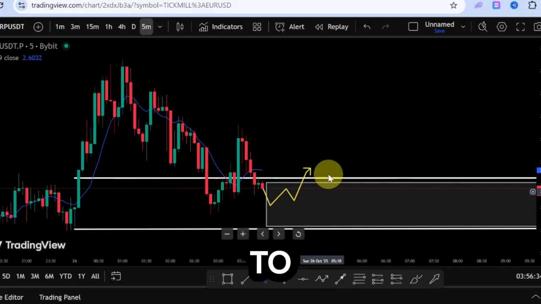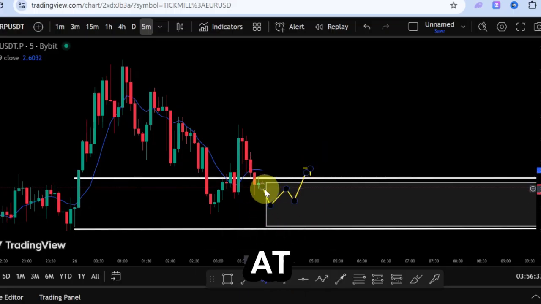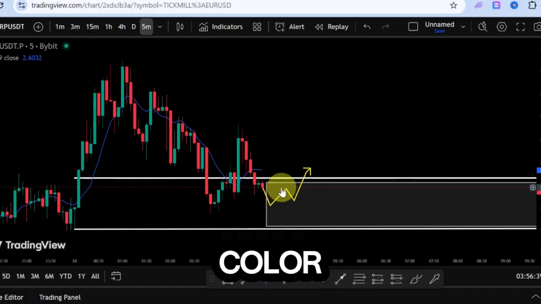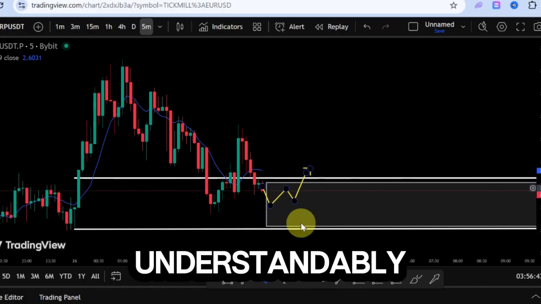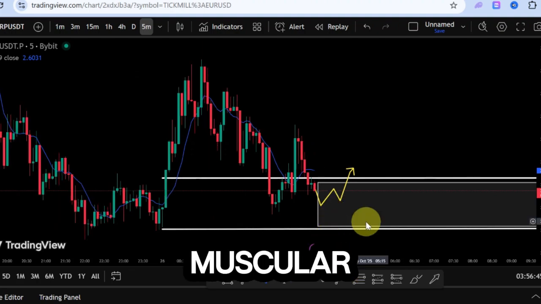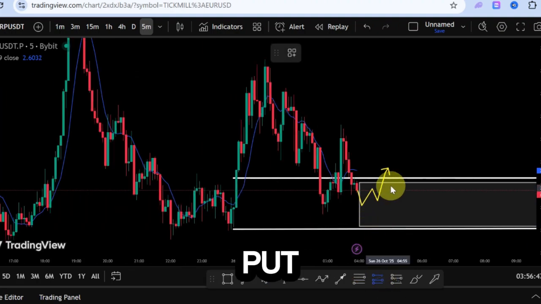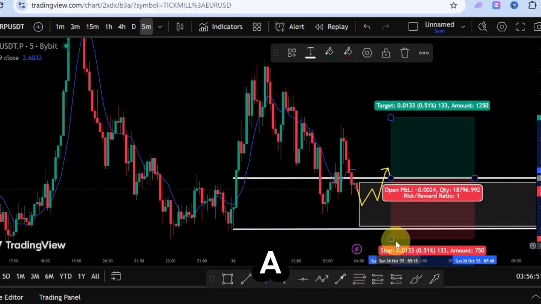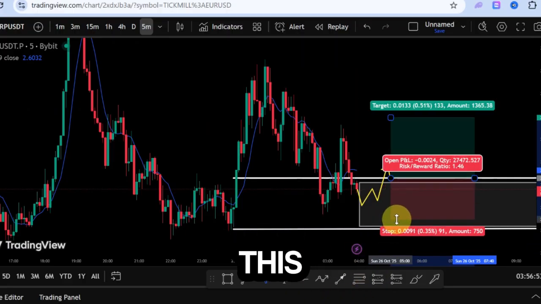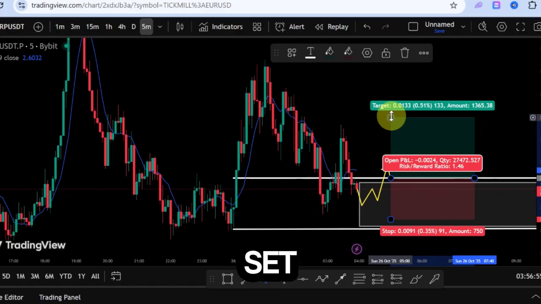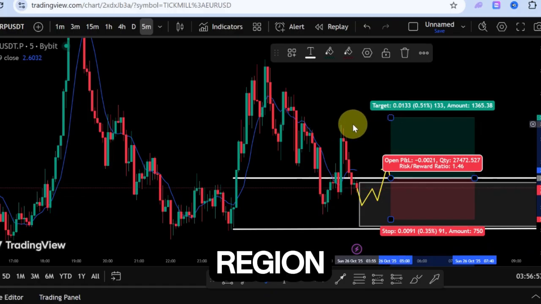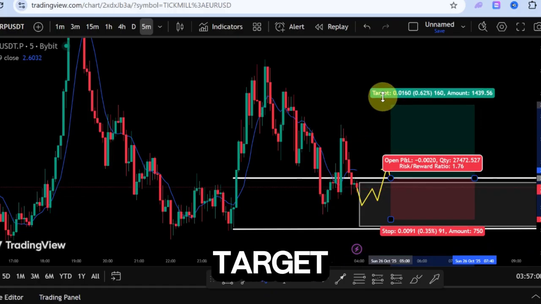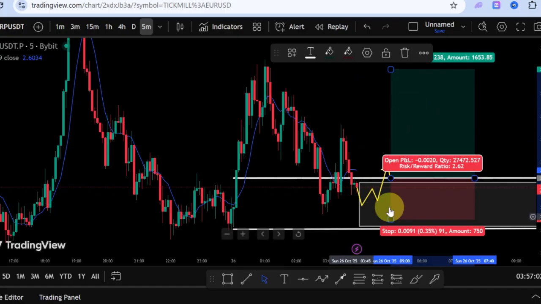To buy, you can see it has kind of retraced at this moment, but we have to wait for a change of color to the upside. Once it changes color to the upside, what we need to do is simply enter this particular market. You can enter at this region, then the stop loss should be at this region, and take profit, you can set to target this region or you can set to target this. Very simple.